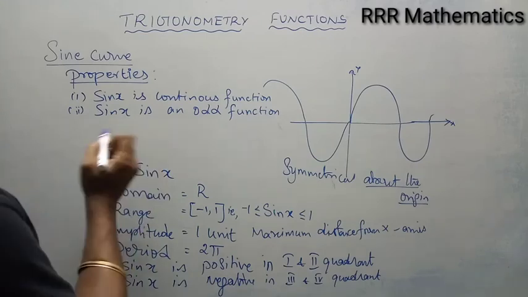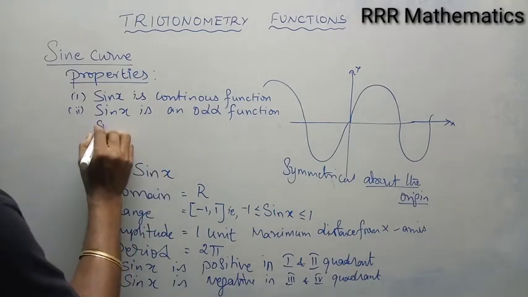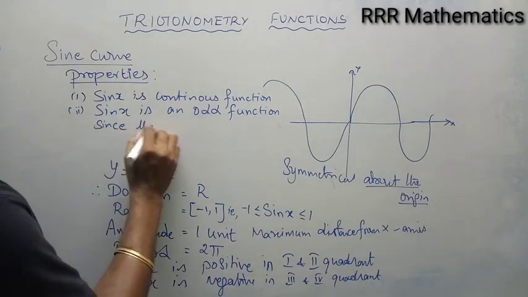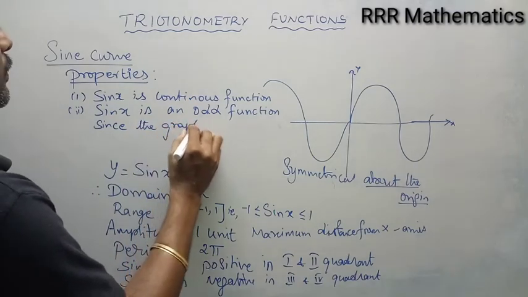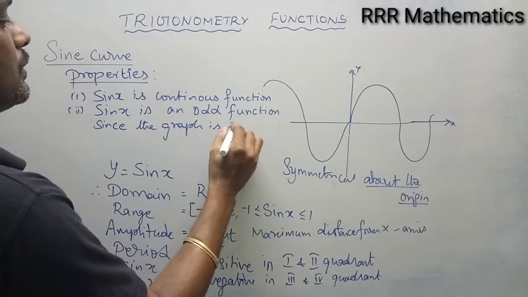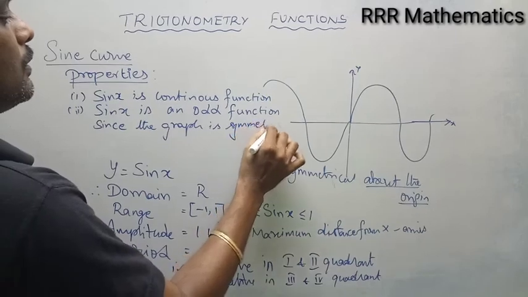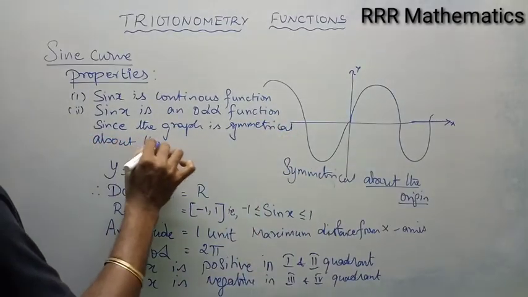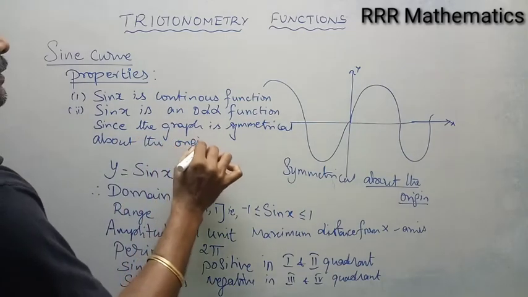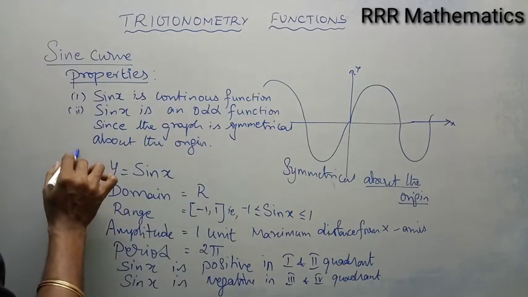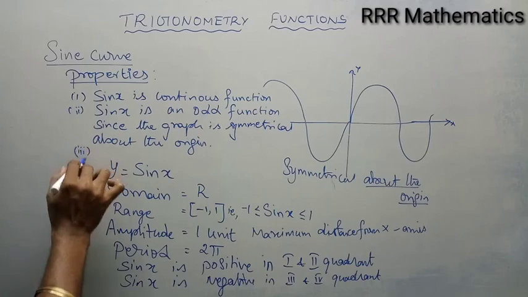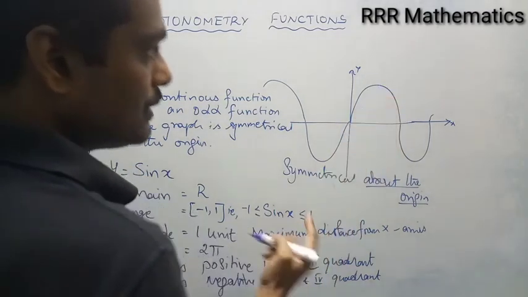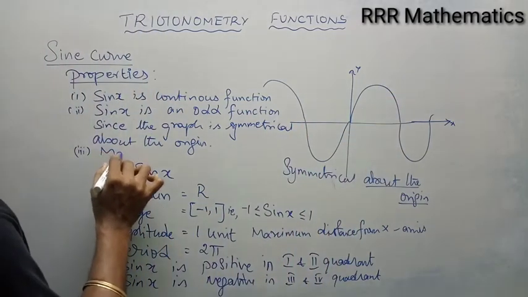Got it? Since the graph is symmetrical about the origin. Got it? And the maximum value is, see the graph, it gives 1.